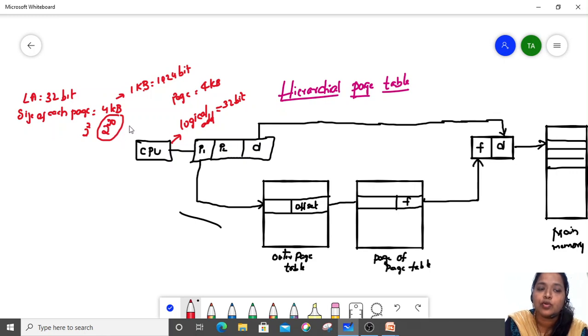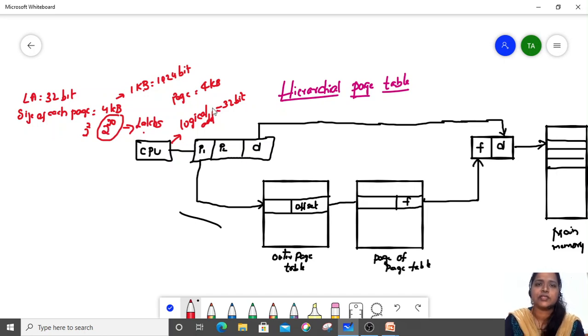Fine. So 2 power 20 means it is going to have lakhs of pages, but it is very high to accommodate these lakhs of pages onto the main memory, fine. So that's the reason we go for hierarchical paging.